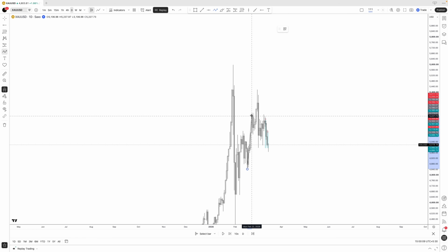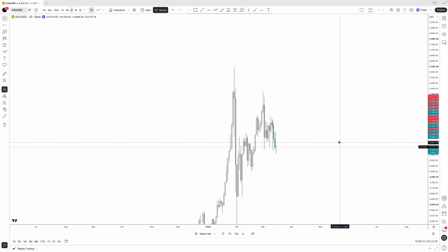Everything started with this market structure break. We had a high, we had a low, we had a high, and then we had this breakout structure. So most of the trades were based on this breakout structure. Yes, we made a few mistakes somewhere here trying to buy it, but that's okay. All of us make mistakes.